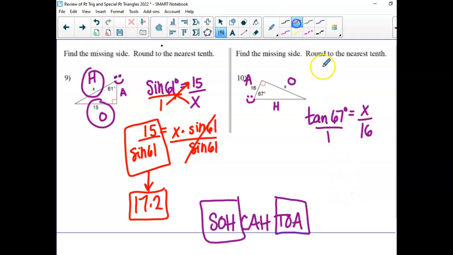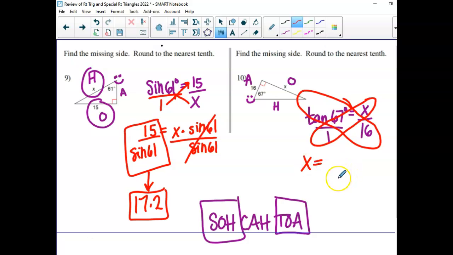All right, then I am cross multiplying. So I'm going to multiply these two together, and that will give me 1x. So I just get x equals. Now, there's a trick here. I'm going to write 16 times the tangent of 67, or at least that's the order I'm going to type it in my calculator. Let me show you why.